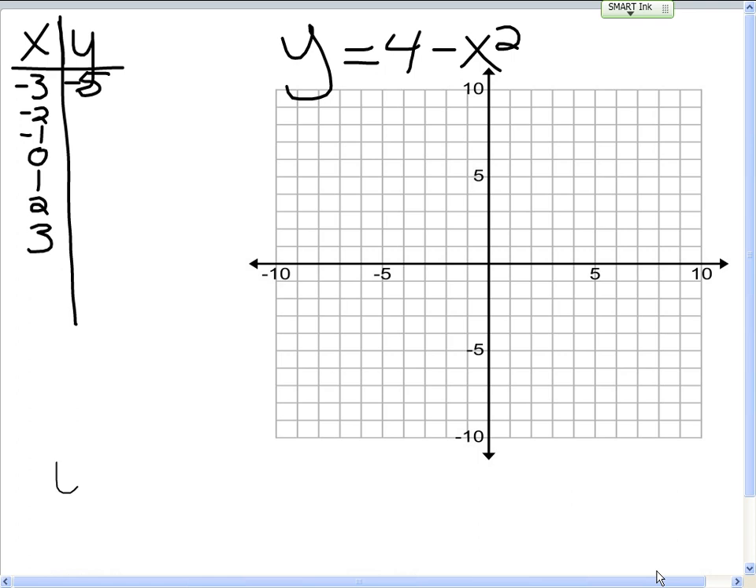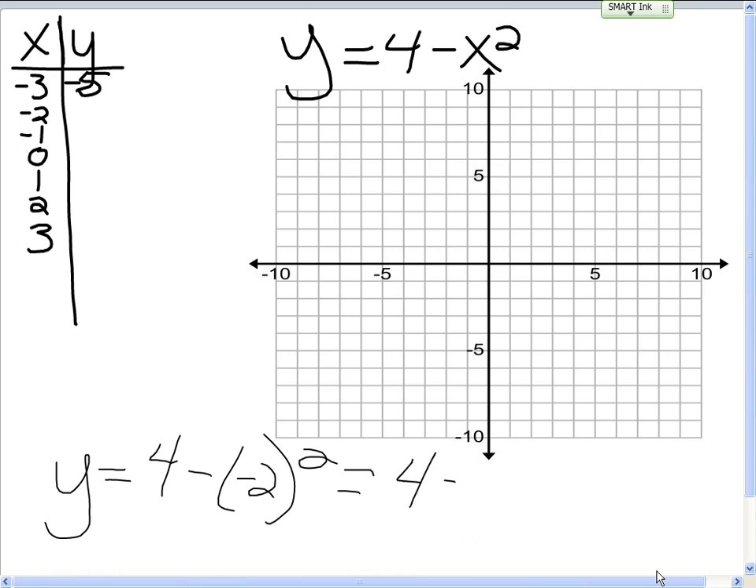So the next one, y is equal to 4 minus a negative 2 squared. 4 minus negative 2 times negative 2, which is positive 4. 4 minus 4 is 0. Plug in negative 1. Negative 1 times negative 1 is positive 1. 4 minus 1 is 3.